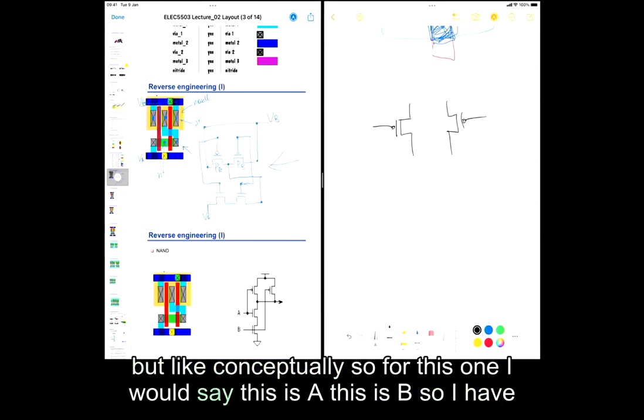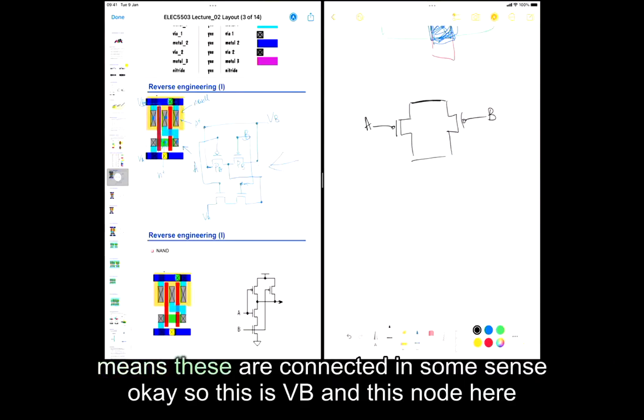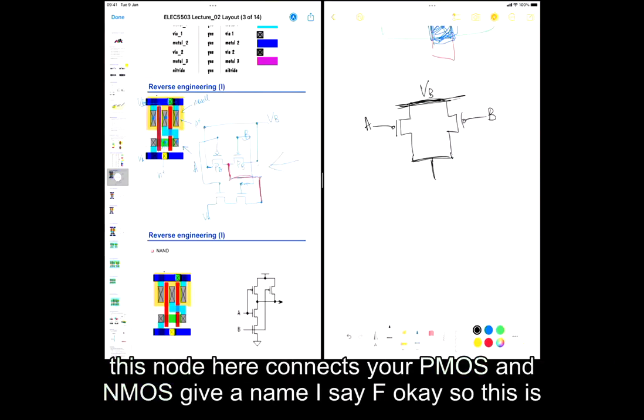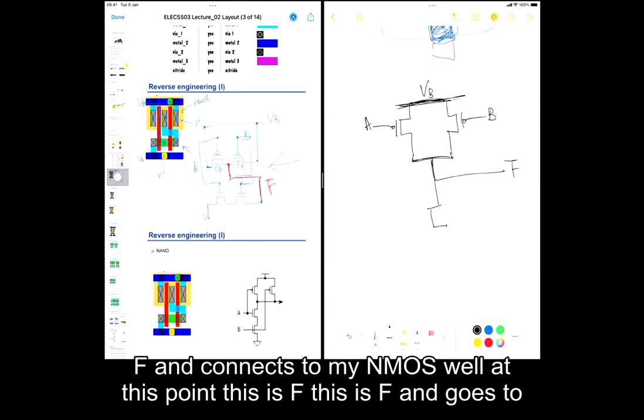For this one, I will say this is A, this is B. So I have A, B. Then I will have this node connected, which means these are connected in some sense. So this is VB, and this node here connects your PMOS and NMOS. I'll give it a name, F. So this is F, and it connects to my NMOS.